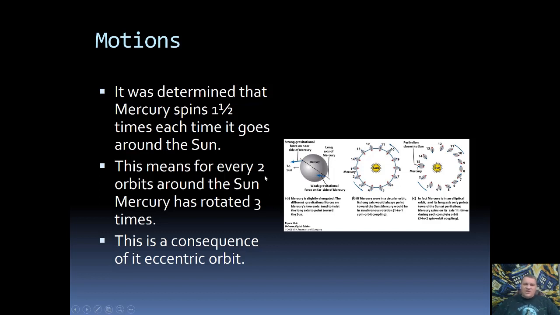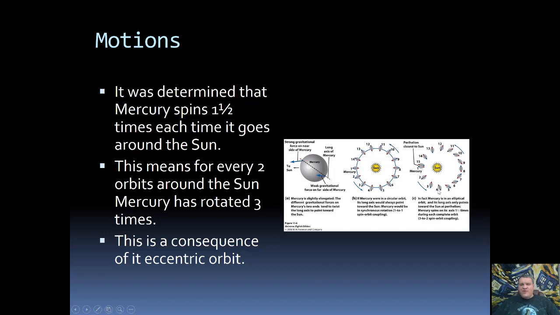Okay? So for every 2 orbits around the sun, Mercury is actually rotated 3 times. Now, this is likely a consequence of Mercury's eccentric orbit. Remember, it swings in close to the sun and then goes farther out. When it's close to the sun, it has one particular axis that it wants to have pointing towards the sun, or at least that gravity wants to have pointing towards the sun. Okay, so we have that particular alignment.